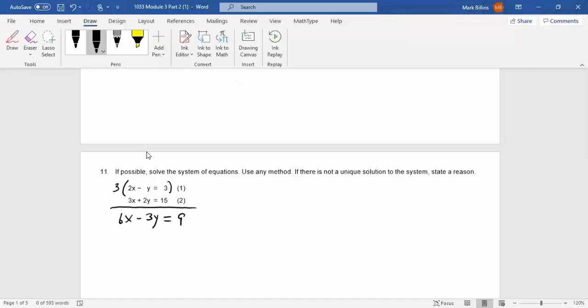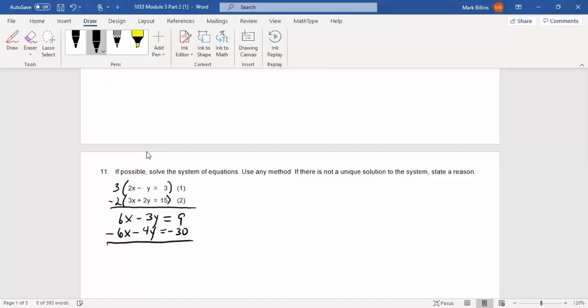Now, my second equation, I need to make the coefficient opposite. So what do I need to multiply 3 by to give me a number opposite of 6? Negative 2. So now when I multiply, negative 2 times 3x is negative 6x. Negative 2 times positive 2y is negative 4y. And negative 2 times 15 is negative 30.